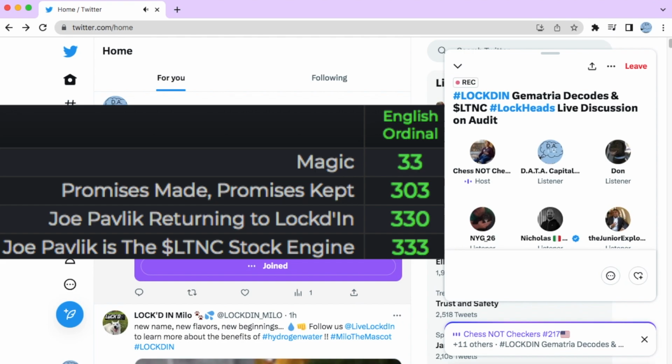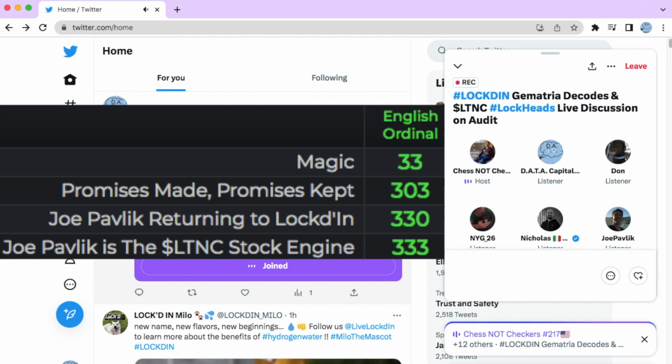Magical storyline that we've had. That equals 33 in English ordinal. Promises made, promises kept, as I've talked about. That equals 303 in English ordinal. Joe Pavlik returning to Locked In. It was a magical day yesterday. That equals 330 in English ordinal. You see the power behind that.